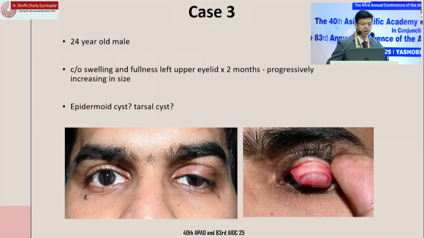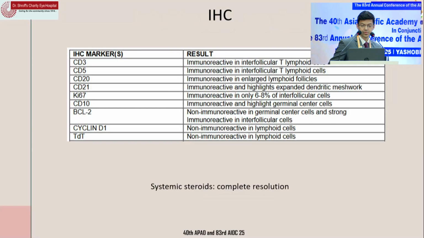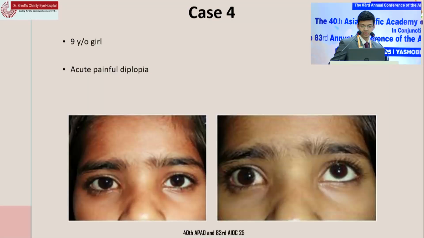This young male presented with swelling and fullness in the left upper eyelid, which can be seen, which progressively increased in size. And probable diagnosis of epidermoid cyst was kept in mind. This lesion was debulked, but on histopathology, again, a very rich lymphocytic infiltrate was noted. And IHC panel showed a polyclonal nature of the infiltrate. This patient received systemic steroid and there was complete resolution.